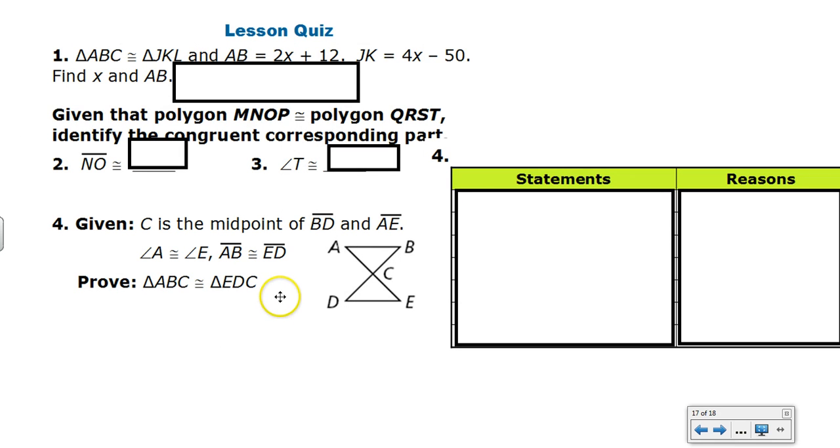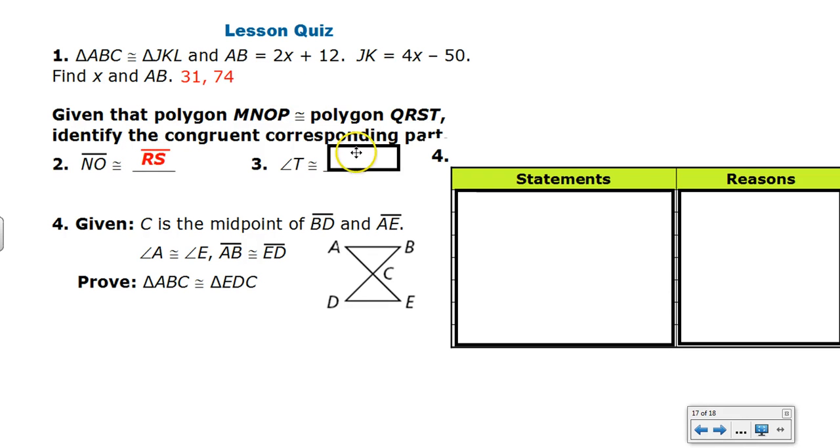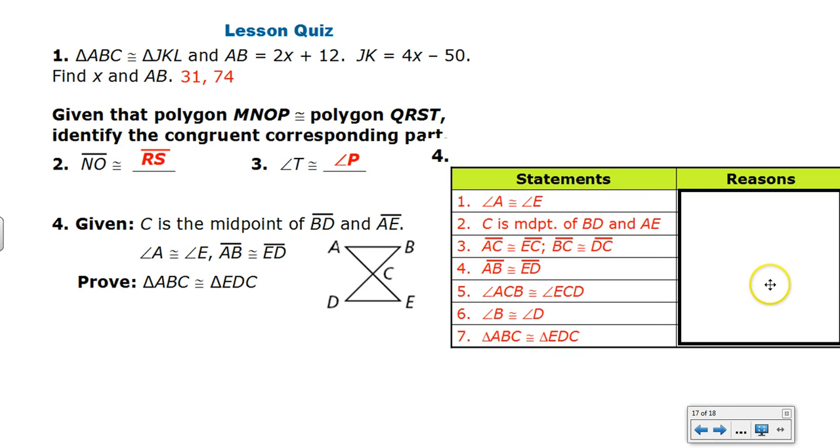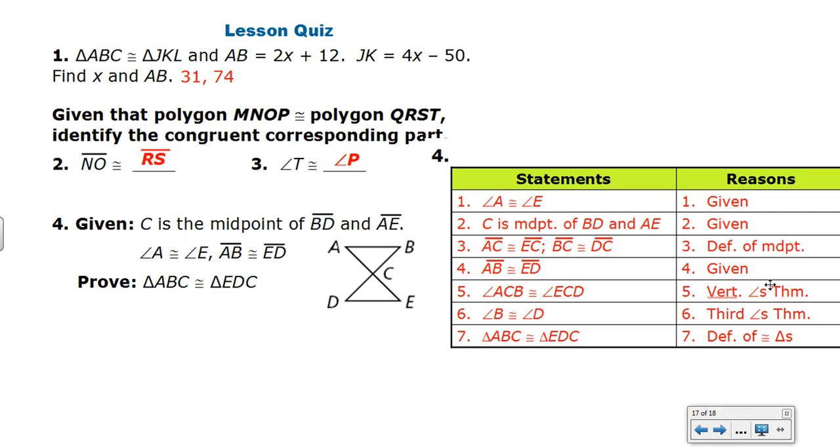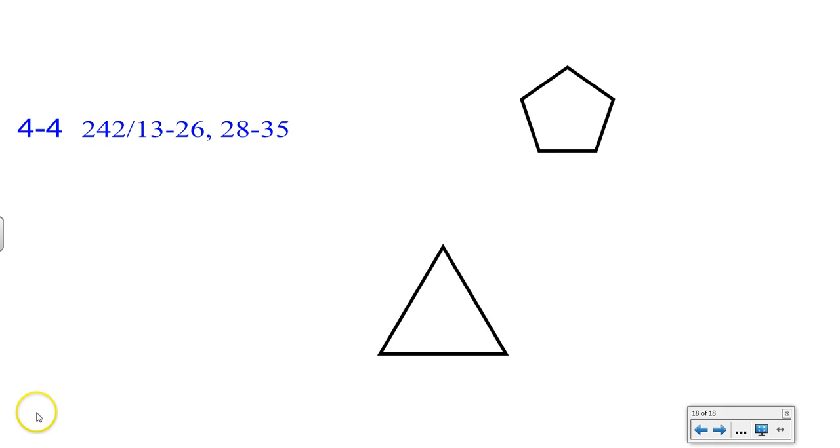Okay, go ahead and try this. Come back when you're done and check your work. I'll just show you the answers real quick. All right, so number 1, 2, 3, and now you had to create the statements and the reasons. Good job. And here you go. Have fun with your figures today.